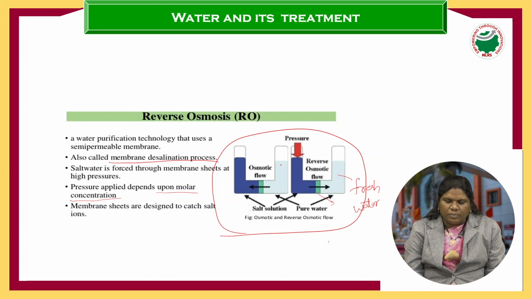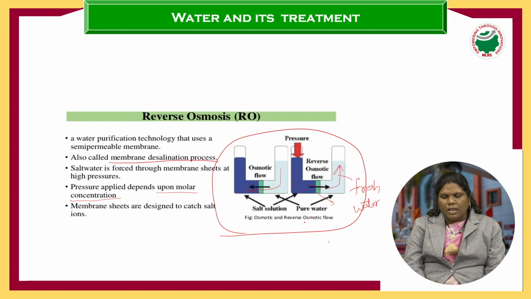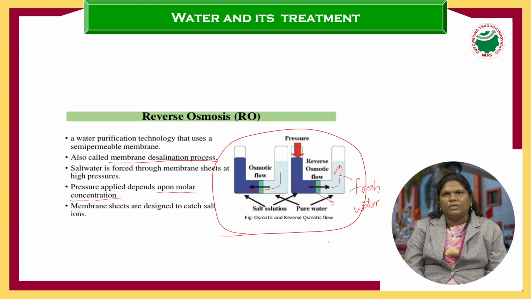This is the osmotic flow, where the fresh water and the salt water are taken. If we are not applying any external pressure, what will happen? The water will flow from the low concentration side to the higher concentration side. This is the osmotic flow. If we add external pressure, the water will flow from the high concentration side to the low concentration side. This is the mechanism by which RO filters work. Today in our households we are using water filters for purification of water, which work on the RO process only.